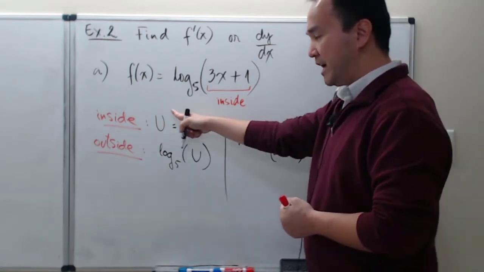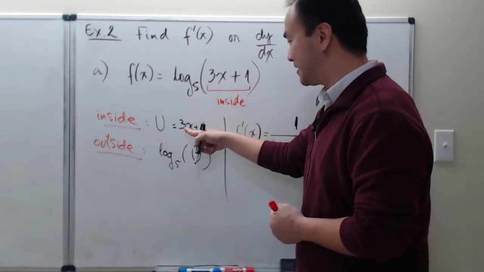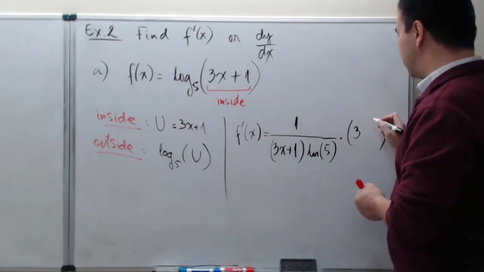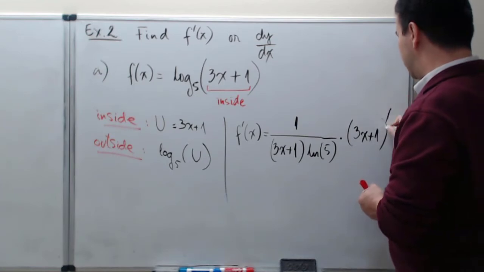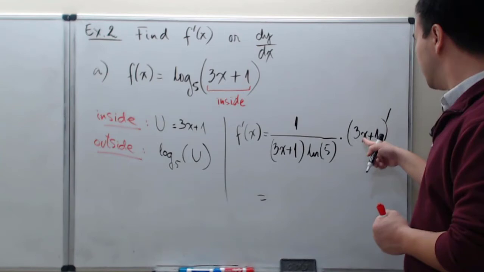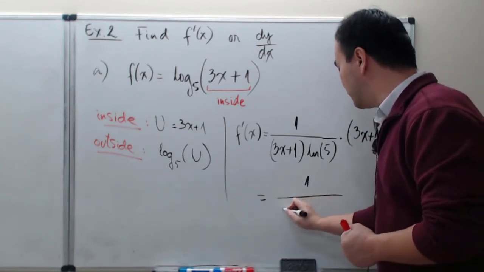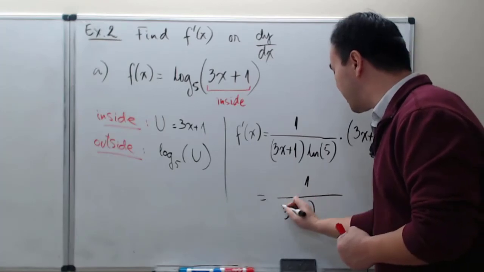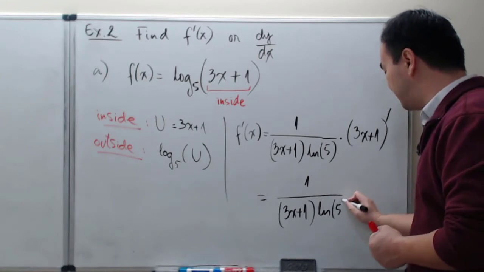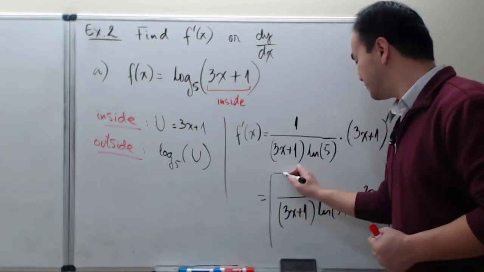So now go back and locate your inside, what I have recommended you recognize as the inside, which is here, the 3x plus 1. Taking the derivative of 3x plus 1 is simply 3. So now what I'm looking at is a 1 over 3x plus 1 in the denominator, and together in the denominator we have an extra natural log of 5, but now multiplied with 3. Okay, and so that's how we're done with this problem.